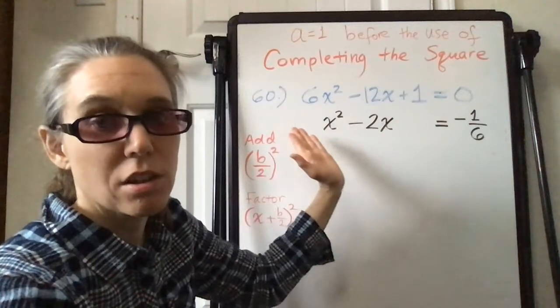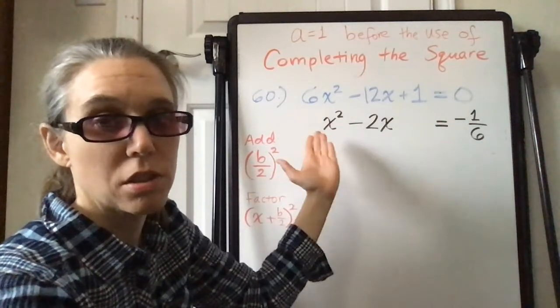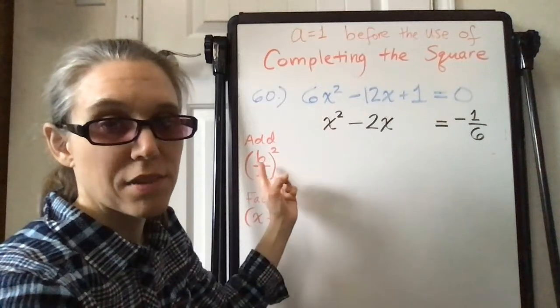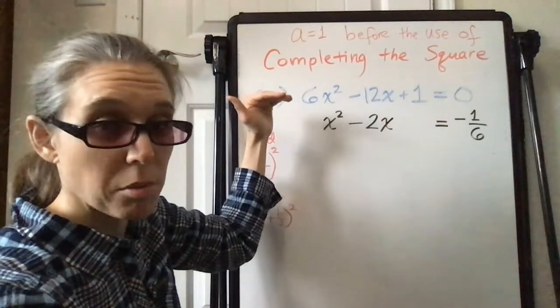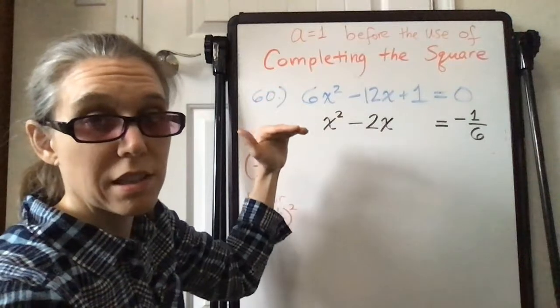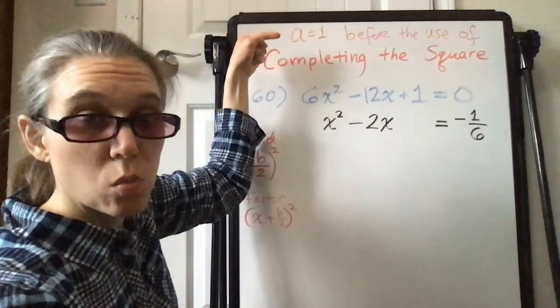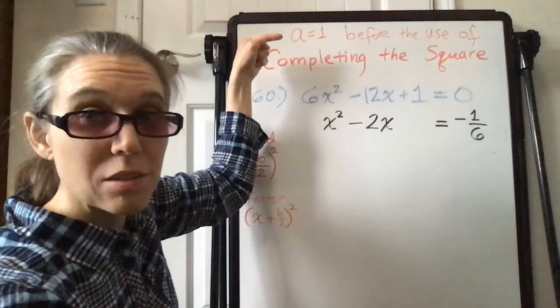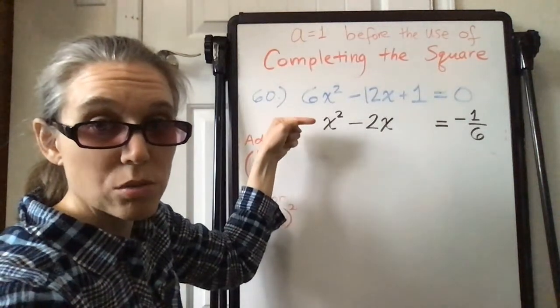So now this is our new problem, and this is the problem that you actually want to use. So when identifying B, don't look at the original problem. The original problem is gone. We are using the new version of the problem in which A is equal to 1, because A must equal 1 before the use of completing the square. So now we have A equal to 1.